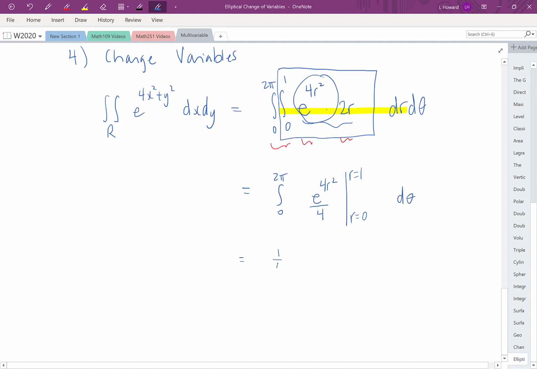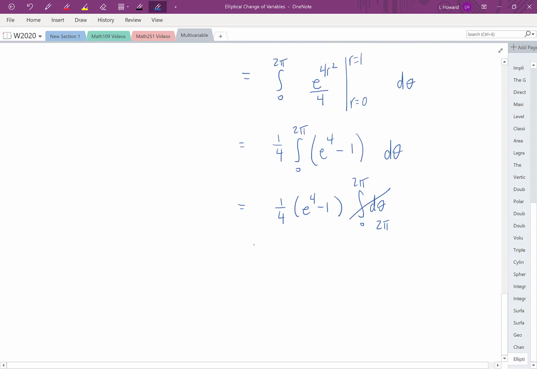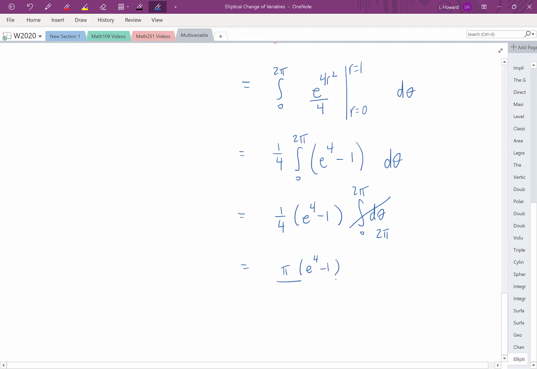So I might write the 1/4 out in front. Integral from 0 to 2 pi d theta. And then evaluating this, we're getting e to the 4 minus e to the 0. Well, e to the 0 is 1. So we'll just write it like that. Okay, and then home stretch here, our constants are 1/4 times e to the 4 minus 1. We're integrating from 0 to 2 pi d theta, and when we integrate that, we're just getting 2 pi. So the final answer would be pi times e to the 4th minus 1, all over 2.